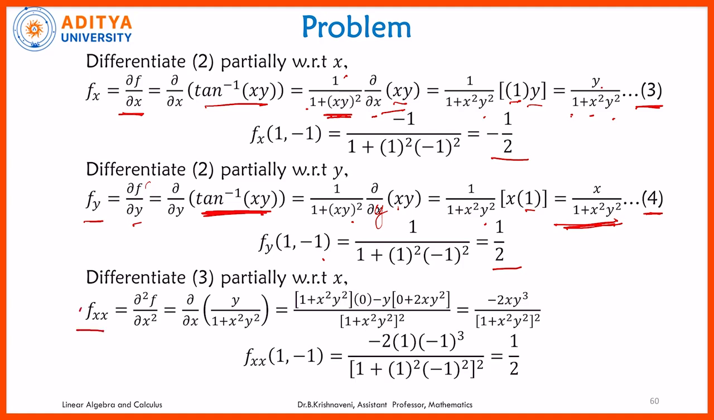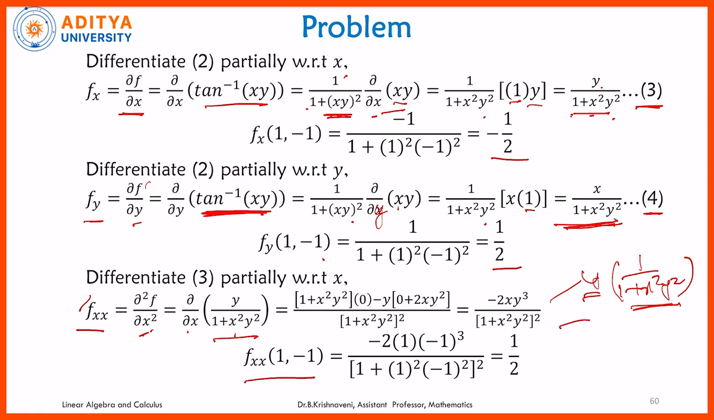Fxx means derivative of f with respect to x 2 times partially, that is dou square f by dou x square, which can be written as dou by dou x of dou f by dou x. What dou f by dou x value is y by 1 plus x square y square. Now do derivative with respect to x, y constant. So you are getting this is equal to, either you can apply u by v or you can apply directly y into 1 by x form. Since y is constant, 1 by x derivative is minus 1 by x square into the inner derivative, here it is.